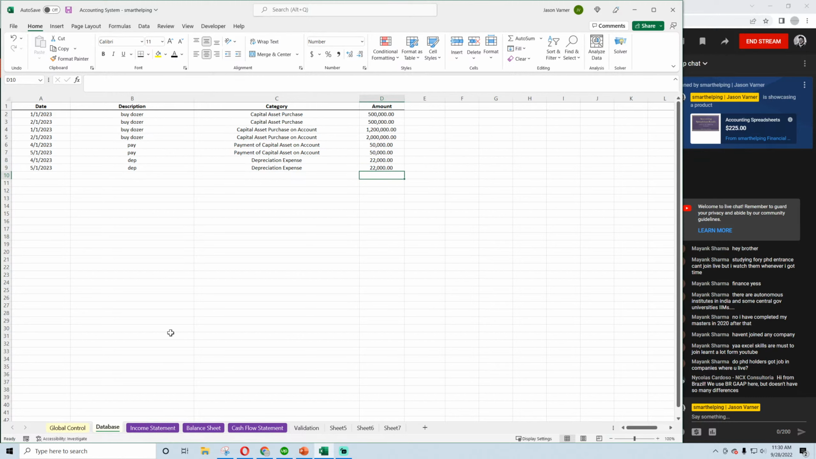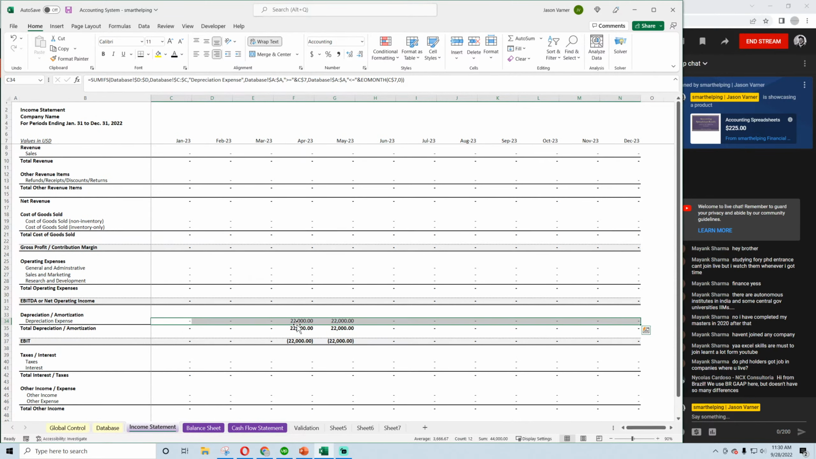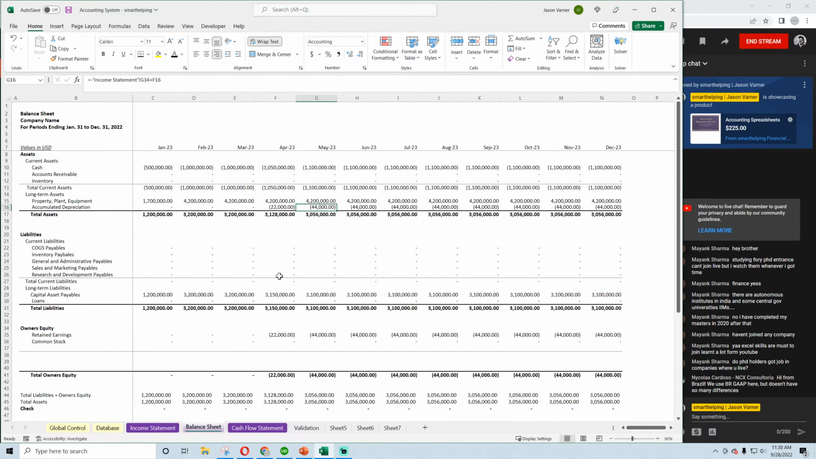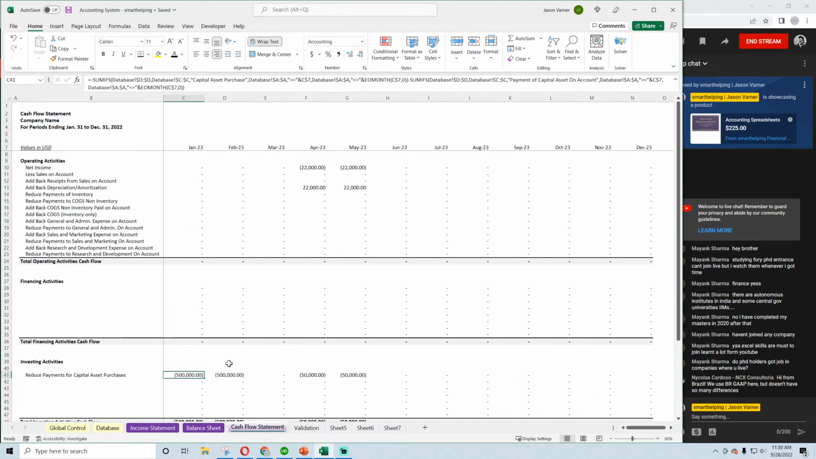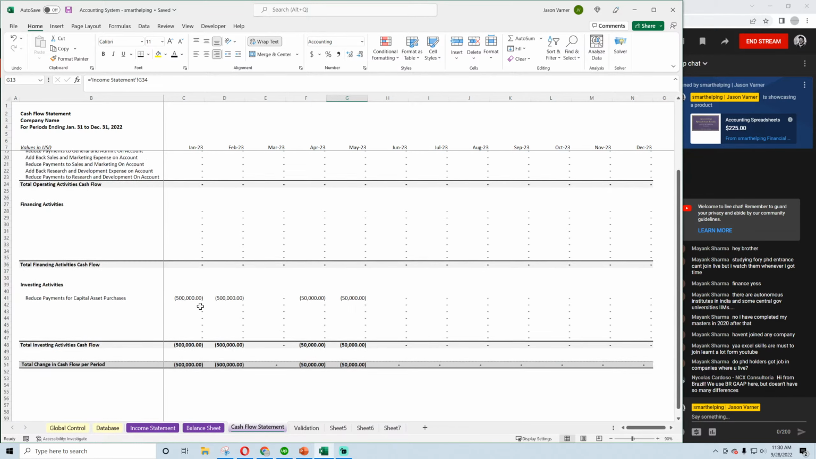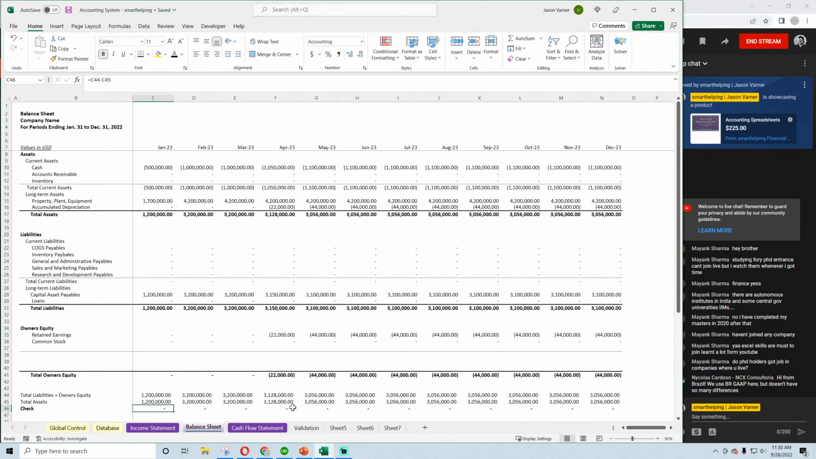Now this depreciation expense will hit the income statement. Balance sheet, it hits here as accumulated depreciation. Retained earnings, that's where it hits from the income statement. And then cash flow, it's just a net zero effect because it's an expense, but it's also added back as non-cash. Okay, and then these all balance down here. Perfect. Man, this is really cool. I cannot wait to finish this thing.